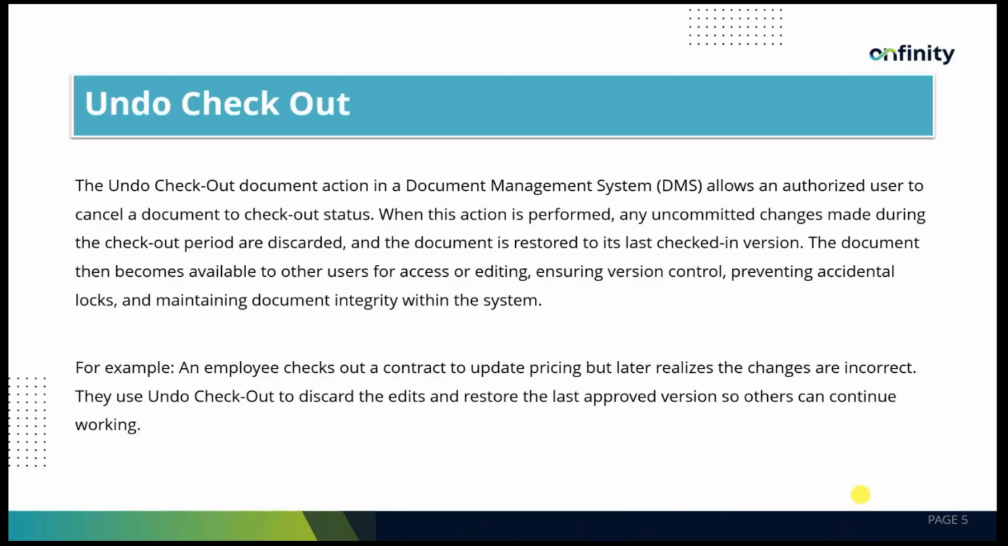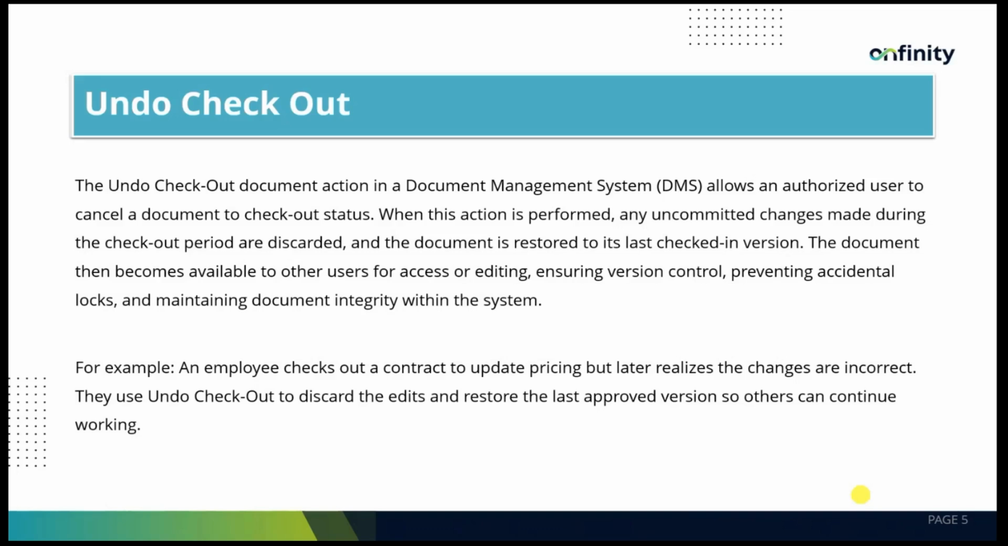For example, an employee checks out a contract to update pricing details. During the review, they realize the changes are incorrect or no longer needed. In this situation, the user can choose the Undo Checkout action. This action cancels the checkout, discards all the changes made during that editing session, and restores the document to the last checked-in version. The document is then unlocked and becomes available for other users to view, check out, or edit, ensuring that only accurate and approved content remains in the system.